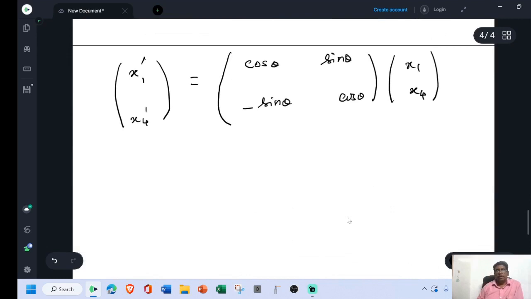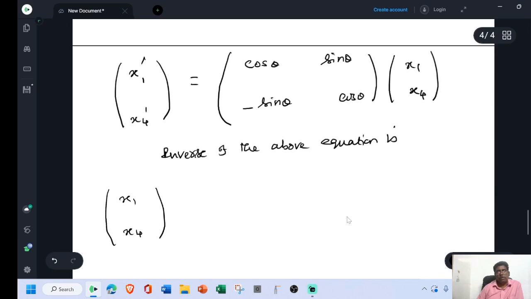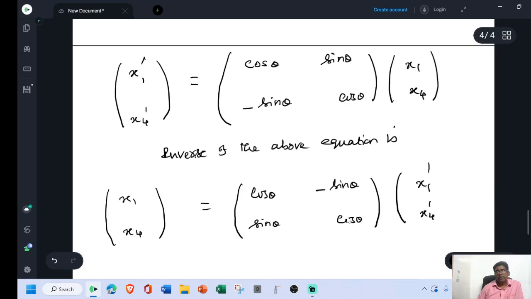Now, write down the inverse of this equation. Inverse of the above equation is x1, x4 equal to cos theta. Cos of minus theta is cos theta. This is minus sin theta. Sin of minus theta is minus sin theta. Then this is plus sin theta. This is cos theta into x1 dash, x4 dash.